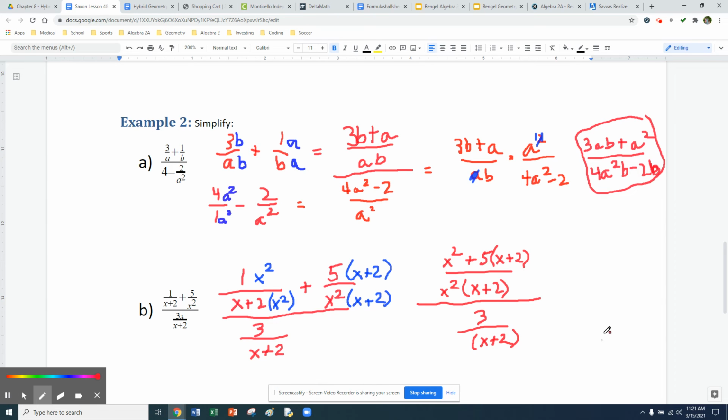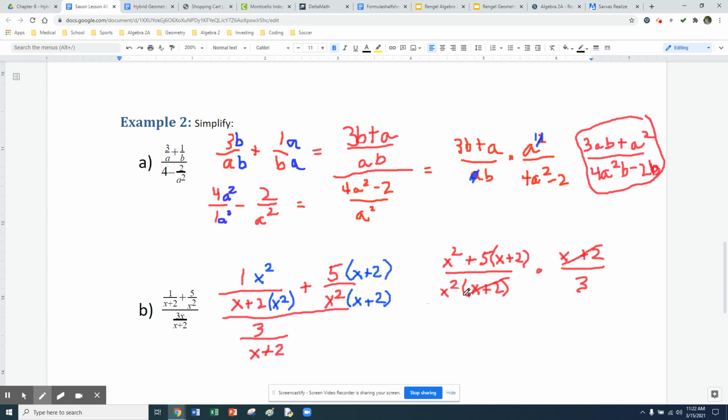Then to save some space, I'm just going to erase this part right here and then multiply by the reciprocal of this fraction. So I'm just going to rewrite this to save a little space. So in my denominator, I had the 3 over x plus 2, so I'm going to be multiplying by x plus 2 over 3. And looking at our numerator and denominator, looks like I've got an x plus 2 that's going to cancel out. So down here, my denominator, pretty easy to see, I've got a 3x squared. Up in my numerator, I'm going to have an x squared plus 5 times x plus 2.